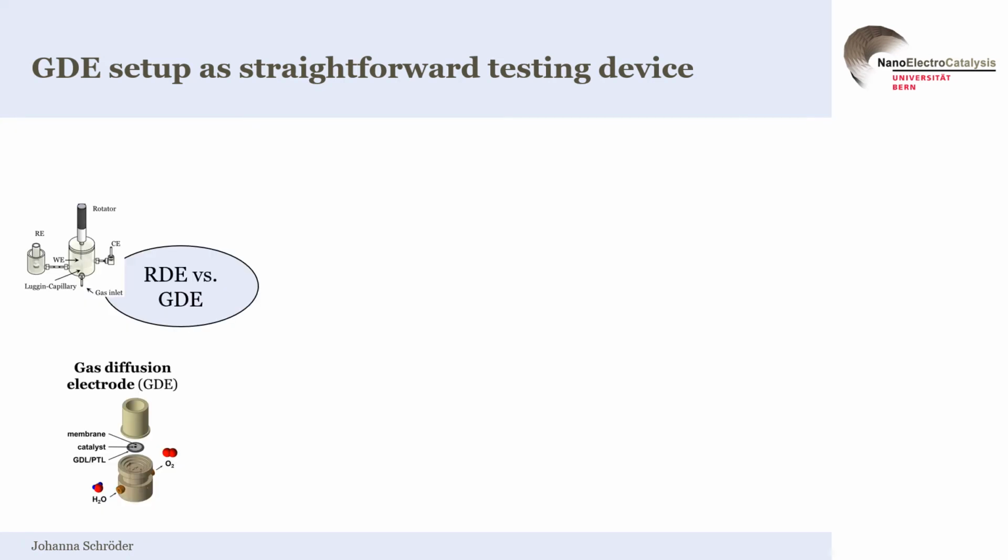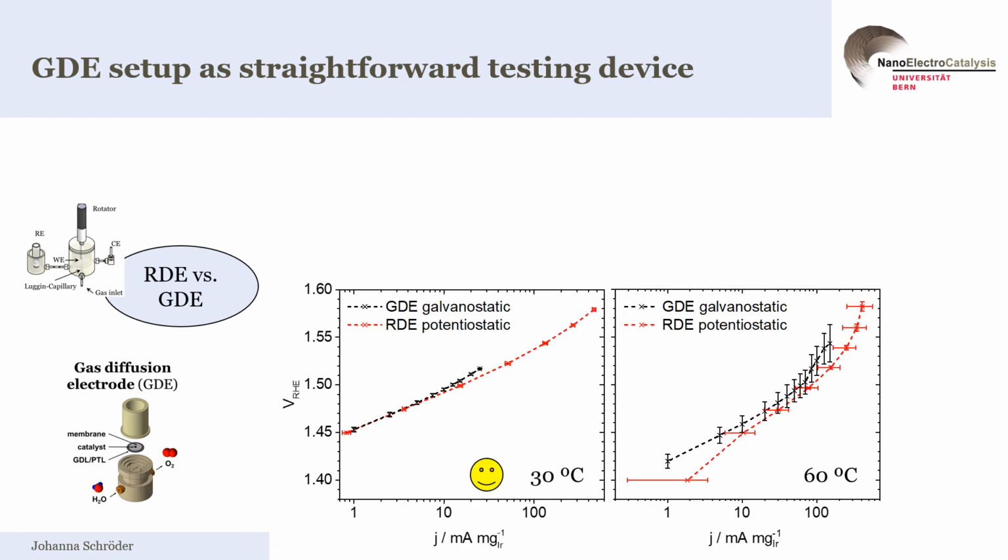As testing of electrolyzer catalysts is normally done in RDE setups, I want to show a comparison of measurements that were obtained in the RDE as compared to the gas diffusion electrode setup. Comparing the results at 30 degrees, it can be clearly seen that the activity reached in the gas diffusion electrode setup is comparable to the RDE measurements.